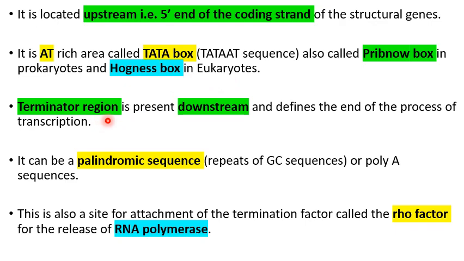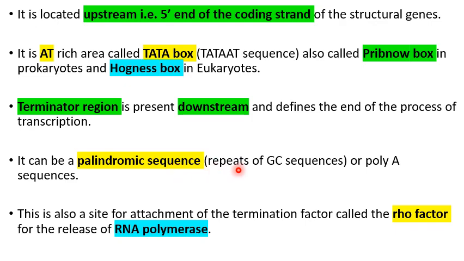The terminator region is a site where termination ends, and it's located downstream. In a terminator region, you can have a palindromic sequence. What do you mean by palindromic sequence? These are sequences where, if you keep the orientation the same, that is 5' to 3' in both the strands, the reading will be the same. So those are referred to as palindromic sequences.